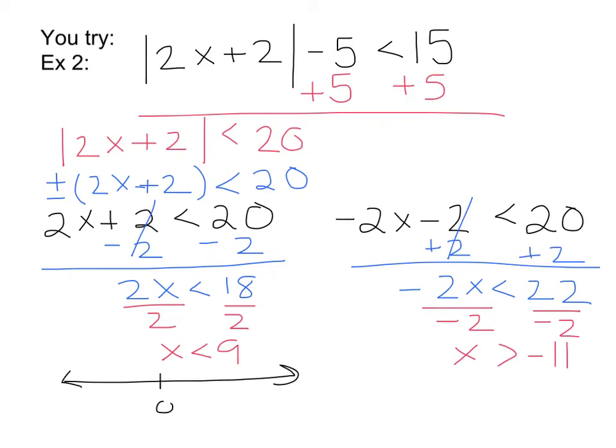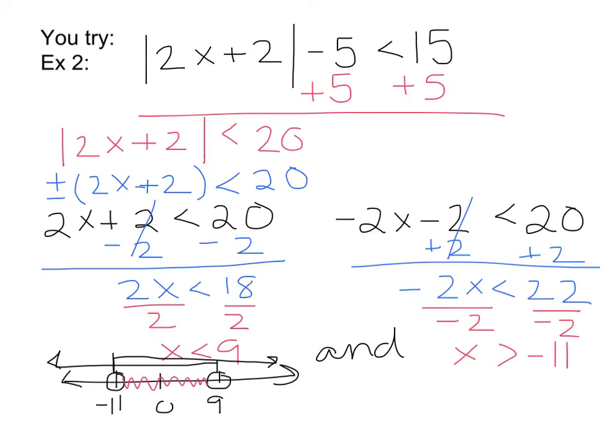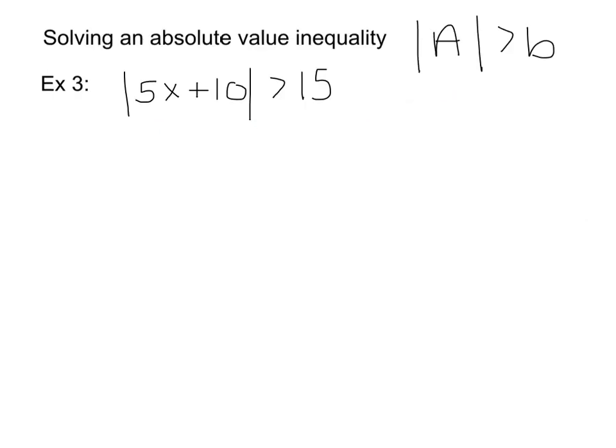So 9 gets an open circle. Where is it less than 9? Everywhere to the left-hand side. And then 11 should get an open circle, because it's just greater than, everywhere to the right is going to be greater than 11. And again, if you forgot in the beginning, we started with a less than problem, so this should be an and inequality. So I need to make both of them true. In the middle, both of them should be true. And your interval notation should be from negative 11 to 9 with parentheses around both sides.